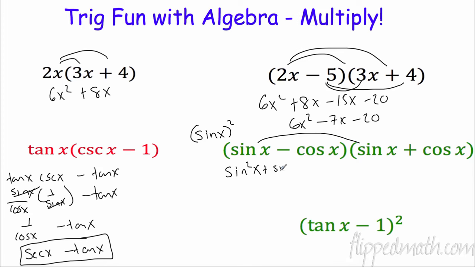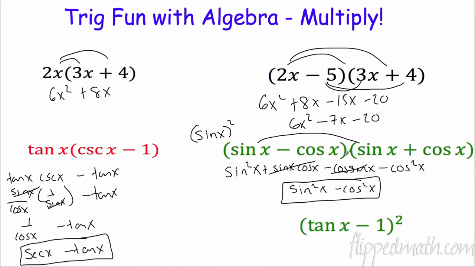All right? Plus sine x times cosine x. And then distribute the negative cosine x, sine x. And negative cosine times cosine is negative cosine squared x. These are the same thing. All right, they don't look the same because they're in a different order, but sine x cosine x is the same as cosine sine. So they cancel, so we're left with sine squared x minus cosine squared x. All right.